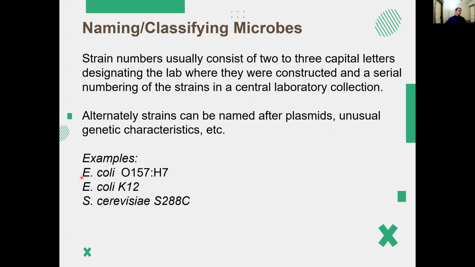So if you look, for example, here at E. coli O157:H7, this is one of the most pathogenic E. coli strains, serotypes, and this is usually the one that causes widespread foodborne outbreaks. It's usually this one, and this O157 is the plasmid that contains the pathogenic genes.